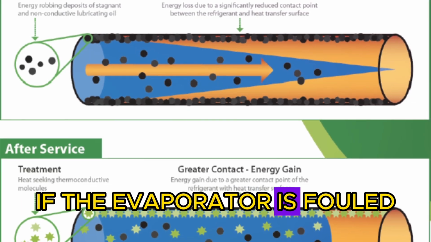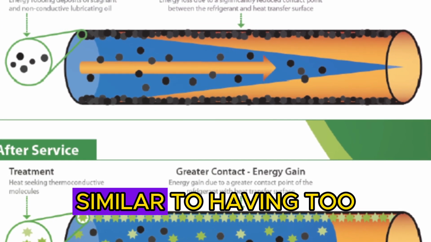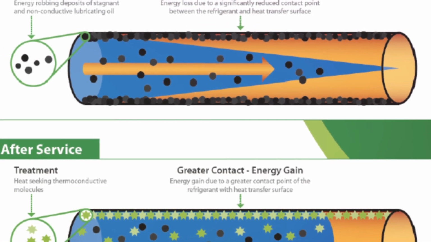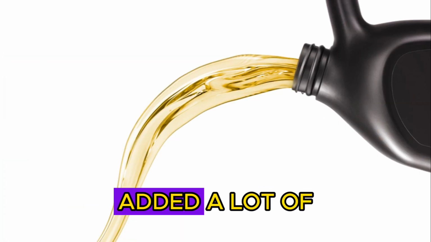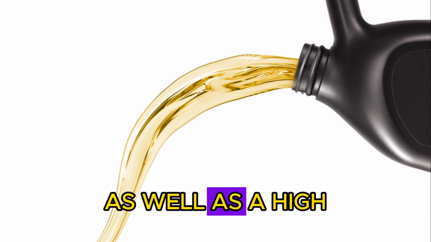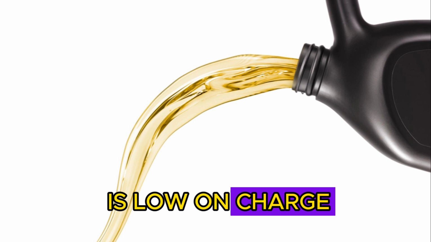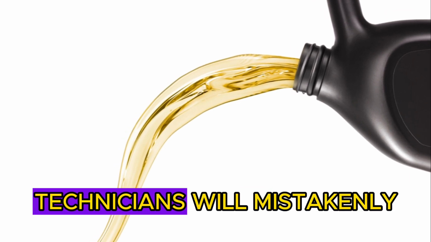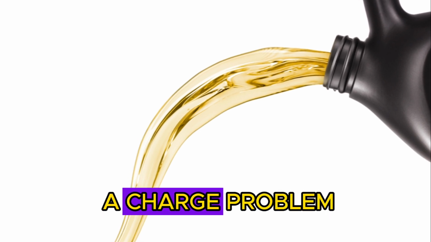If the evaporator is fouled, it will also cause high approach. Why? It will act similar to having too much oil in the system because the fouling is an insulator. The biggest determining factor will be if someone has added a lot of oil in the past and the current oil level is high, as well as a high subcooling reading. Sometimes when a chiller is low on charge, oil return will reduce, and technicians will mistakenly add oil to the system when they really had a charge problem.